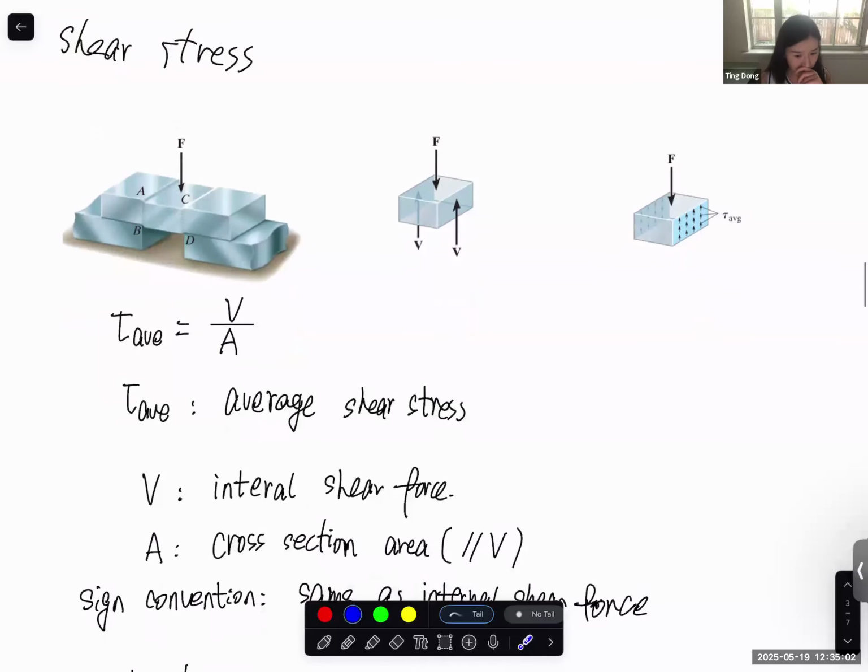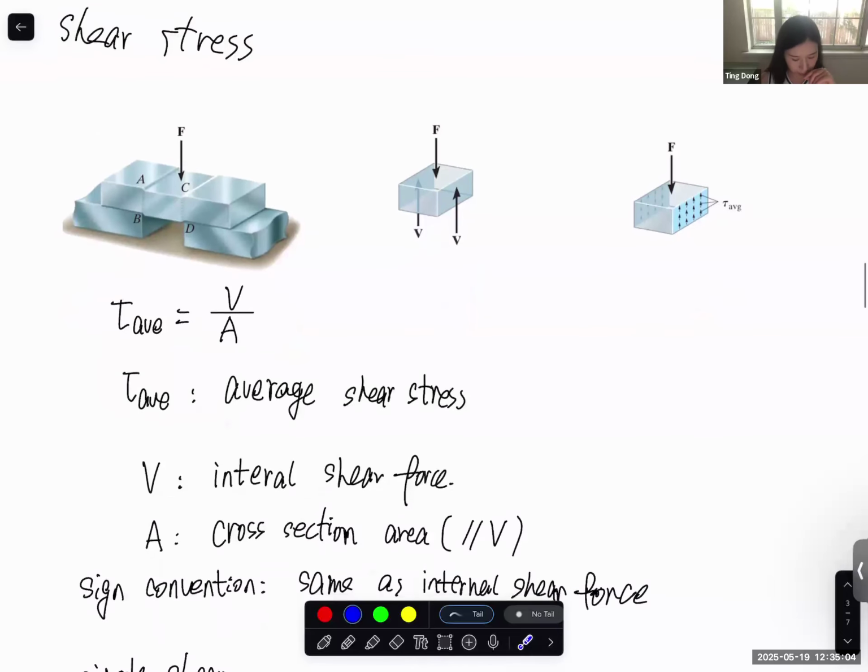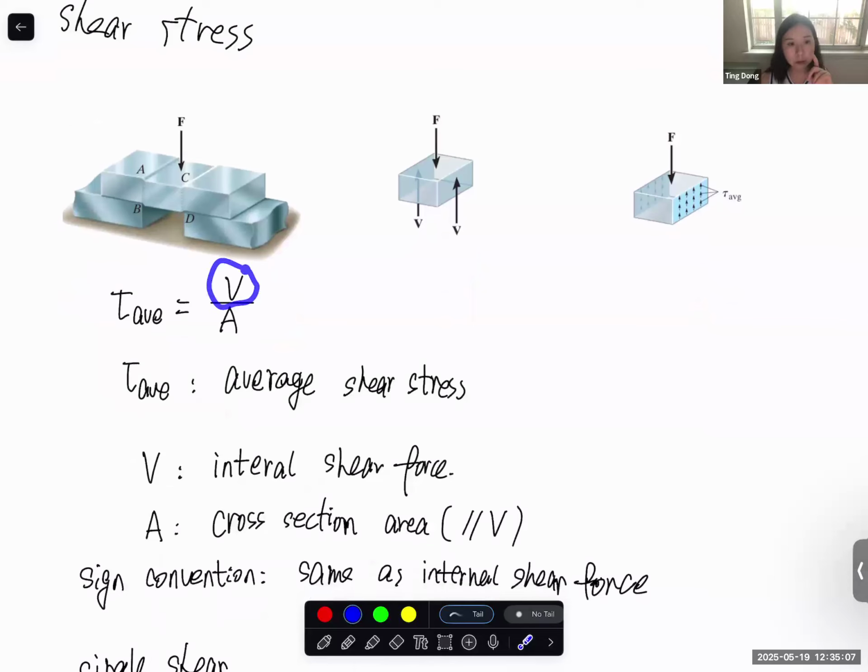Shear stress, we also talked about the concept. This is the internal shear force. This is the internal shear force, and this is the area. This area is here, or on the backside here. Again, let me emphasize again: this area is parallel to the shear force.